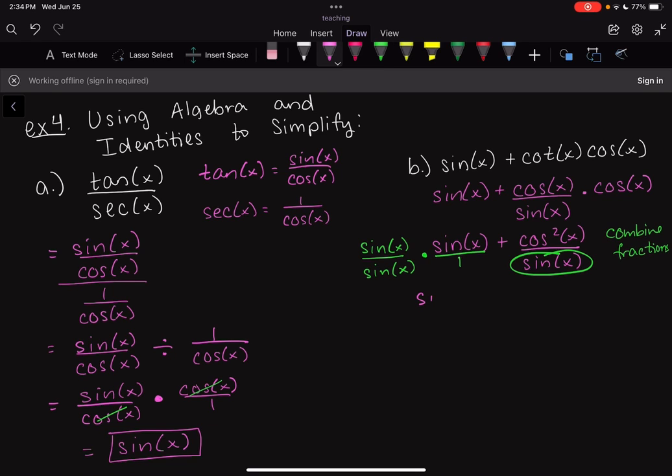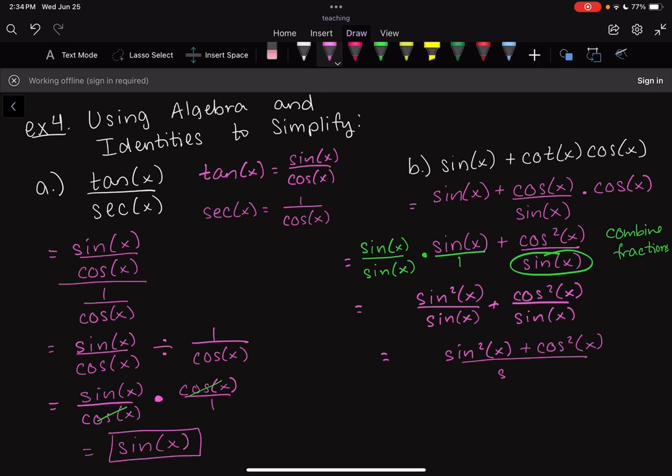This will become sine squared over sine plus cosine squared over sine. And I'm keeping my x's. Sorry, I'm not saying them very well. Now I can write it as one fraction. So it'd be sine squared plus cosine squared over sine. Kind of losing my equal signs here.